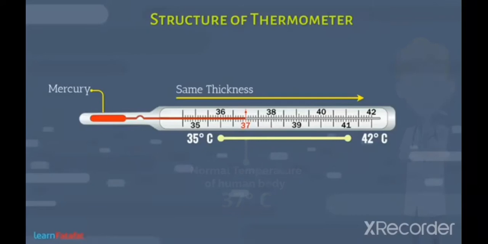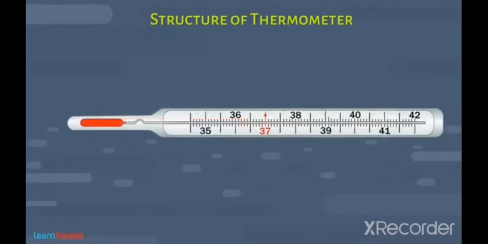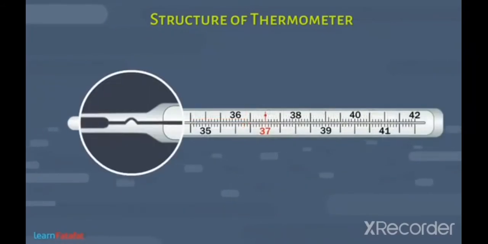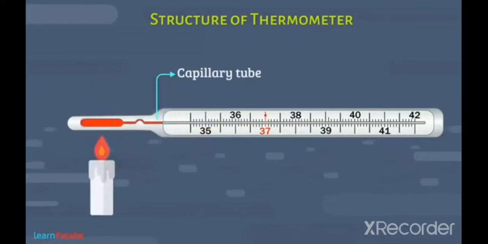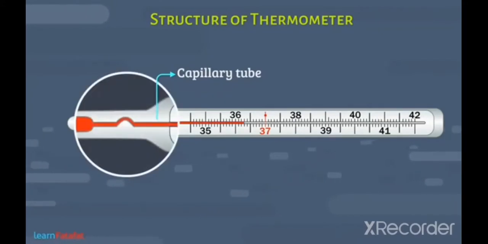Here, you must have understood that 35 and 42 are numbers and degrees Celsius is a unit of temperature. There is a very fine tube which originates from the bulb. It is called the capillary tube. With a rise in temperature, mercury expands in this tube. The capillary tube is bent near the bulb. It prevents mercury from flowing back into the bulb immediately. It gives more time to read the temperature.